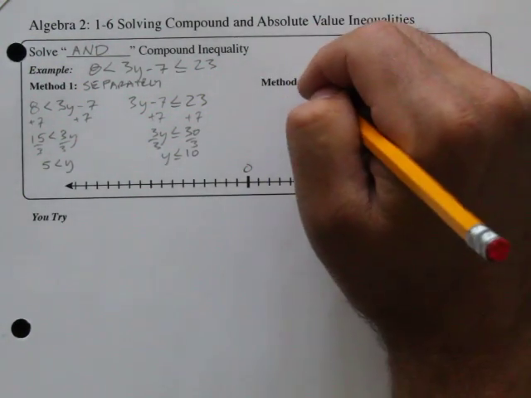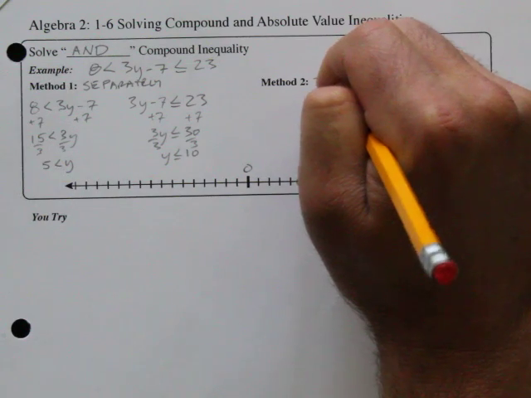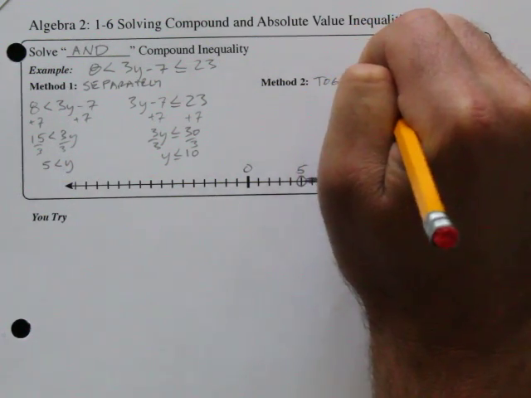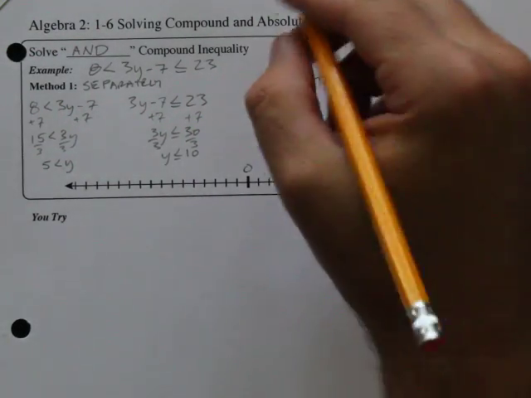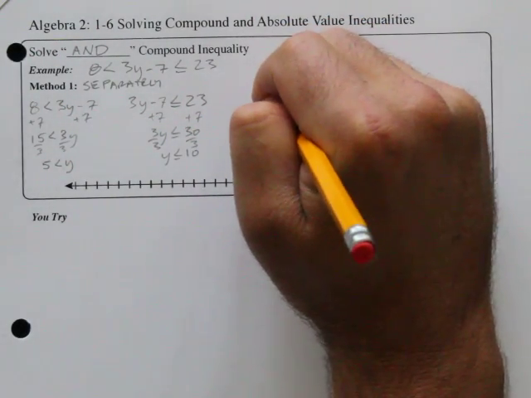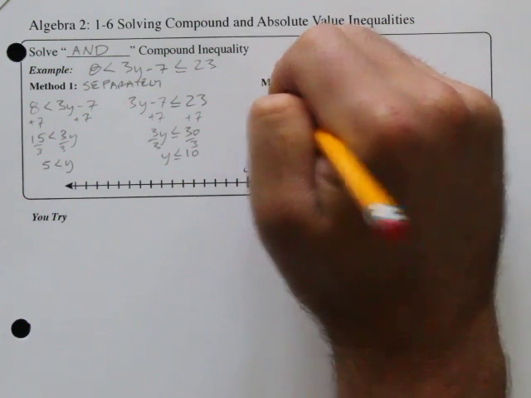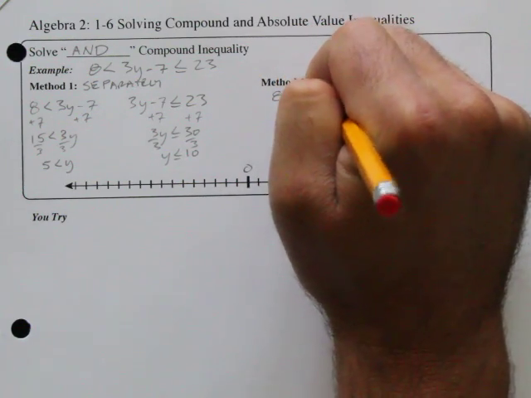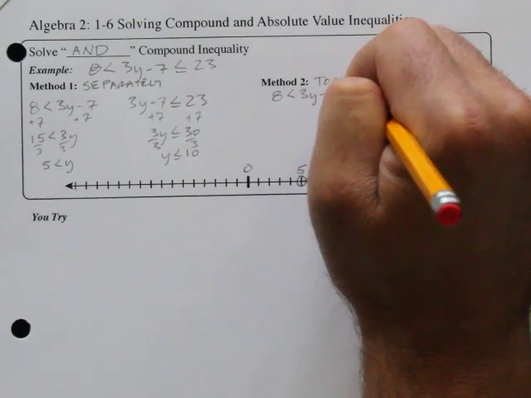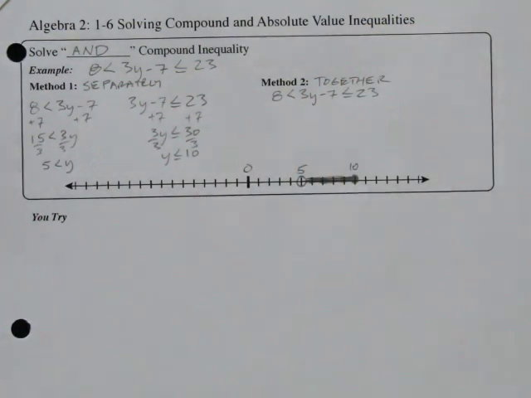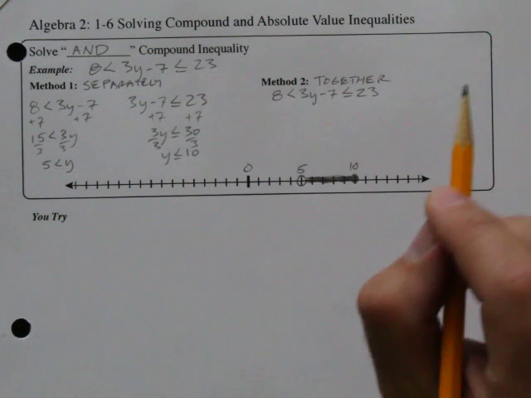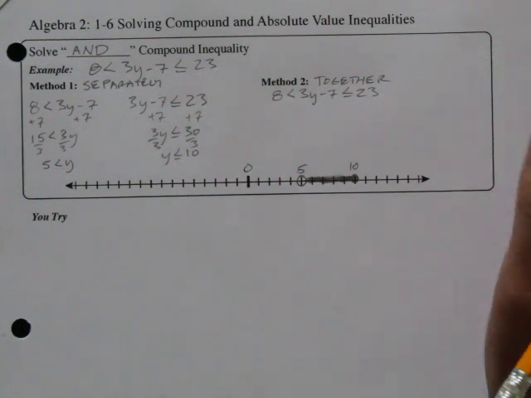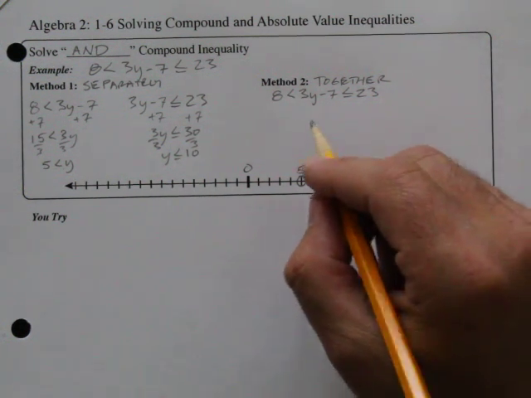Method 2, let's look at method 2, and we're going to solve this together. Now, it doesn't matter to me which one you do, but you just decide which one works better for you and do it that way. 8 is less than 3y minus 7 is less than or equal to 23. We're going to start like that, all together. Now, this one can be tricky, but it can be faster. It's just kind of up to you, whether you feel comfortable doing it or not.